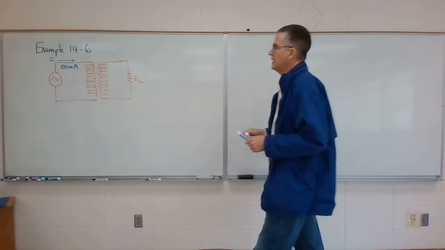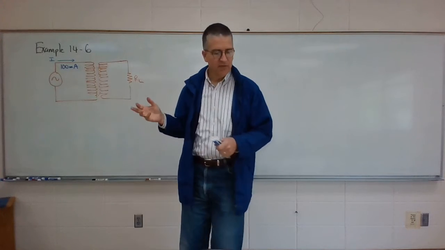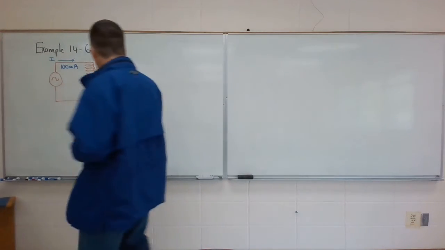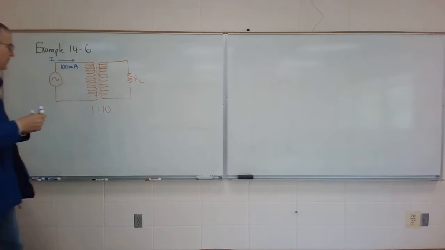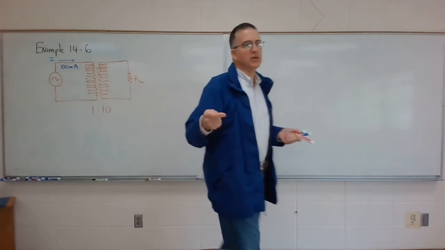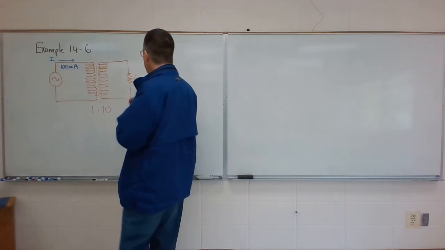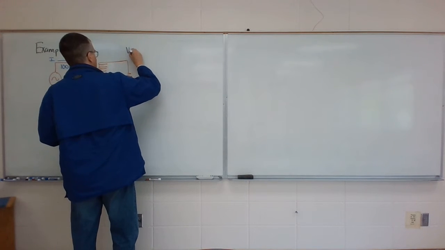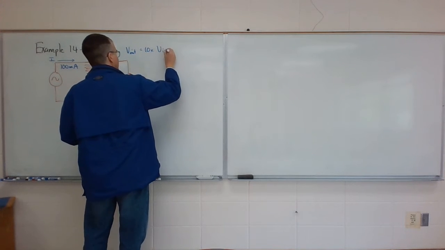Now, the first thing it says is, what if the ratio of this is set up so it's 1 to 10? 1 turn here, 10 turns here. Okay, that means that's going to be a step up transformer. So this means that the voltage that's coming out of here will be 10 times higher. So the voltage out is going to be 10 times the voltage in.